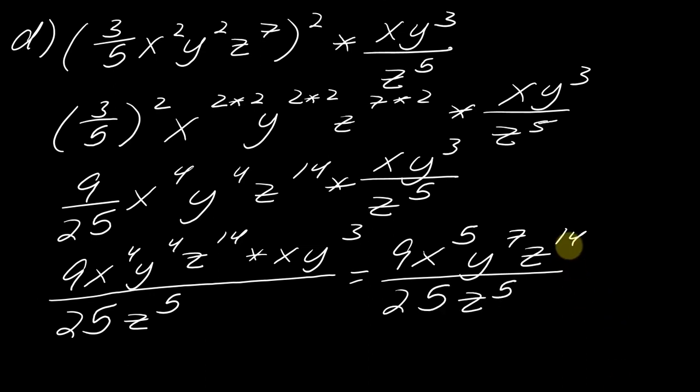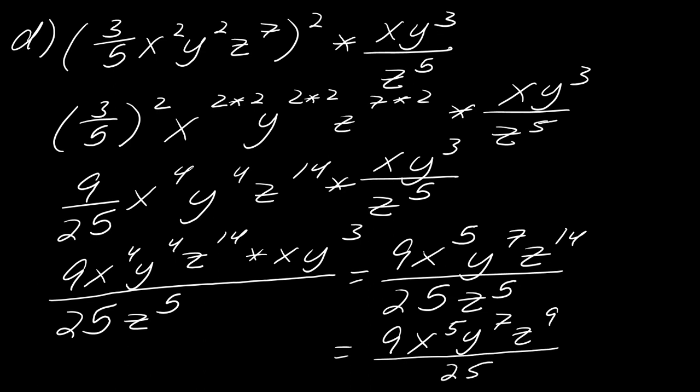So now I can see that I can actually take 14 minus 5. So I've got one more step to go here. So I've got 9x to the 5th, y to the 7th, z to the 9th, all of this over 25. And that's the final answer.